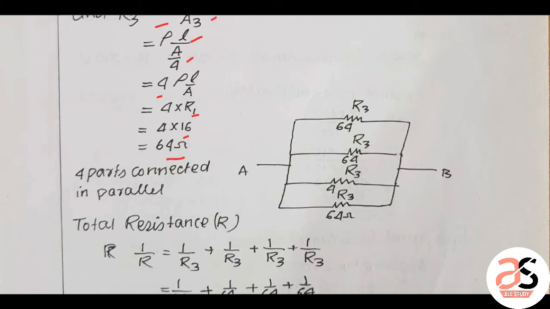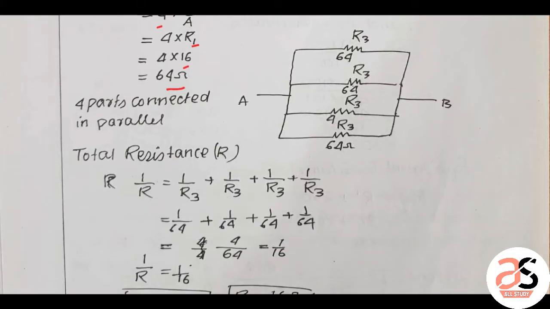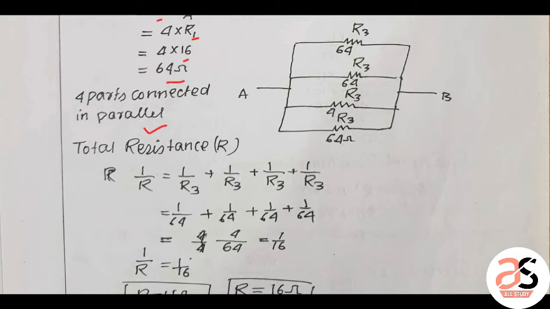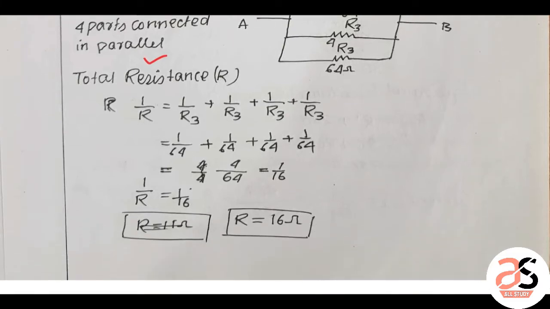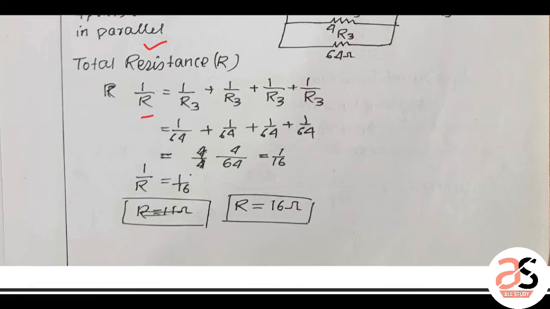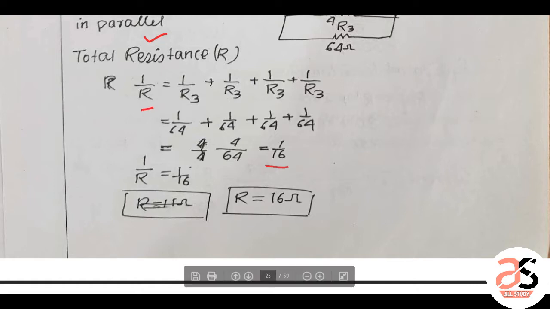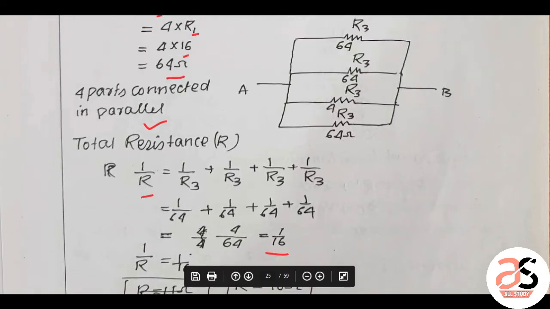Now these are connected in parallel. All parts are connected in parallel. Total resistance will be 1 by R3, 1 by R2, 1 by R3, 1 by R2 equals 1 by total R. So this will be 1 by 16, finally 16 ohm. So its total value will be 16 ohm.